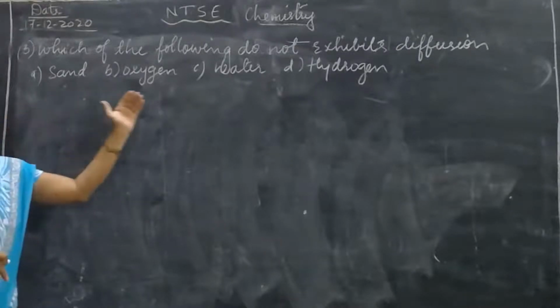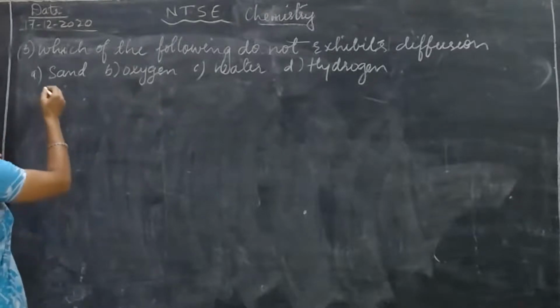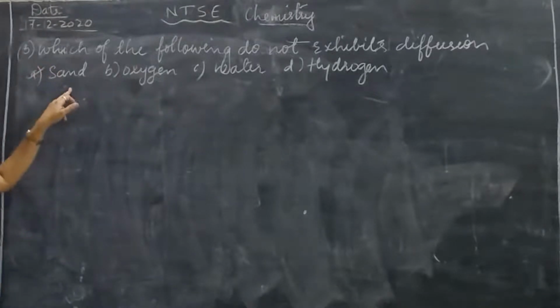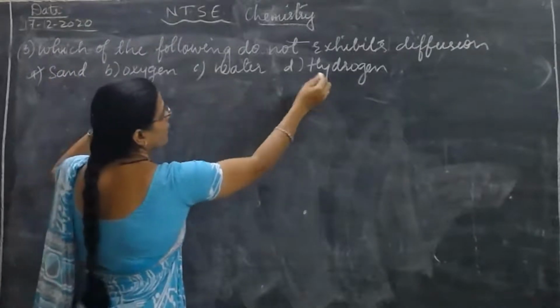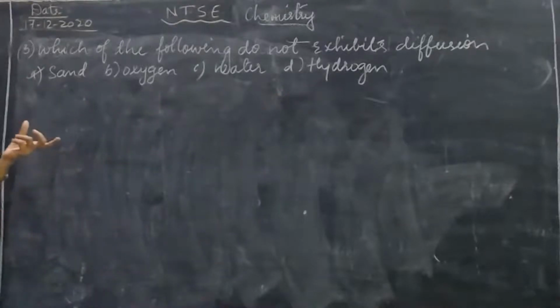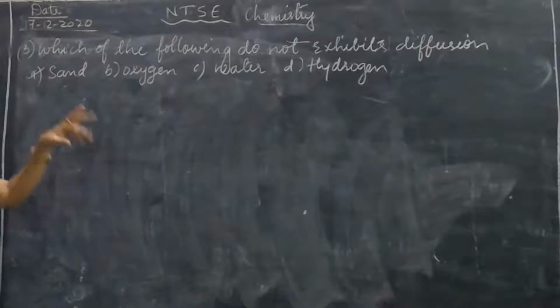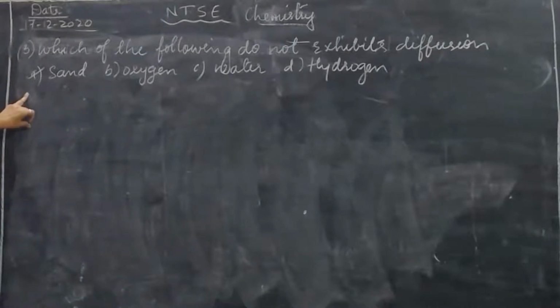You should identify which among them is a solid. Sand is in a solid state, so diffusion here is not possible. Oxygen is a gas, water is a liquid, and hydrogen is a gas, where you have intermolecular space where movements are possible. Is it clear? So this is sand, which exists in the solid form. The diffusion is not possible here. Next.